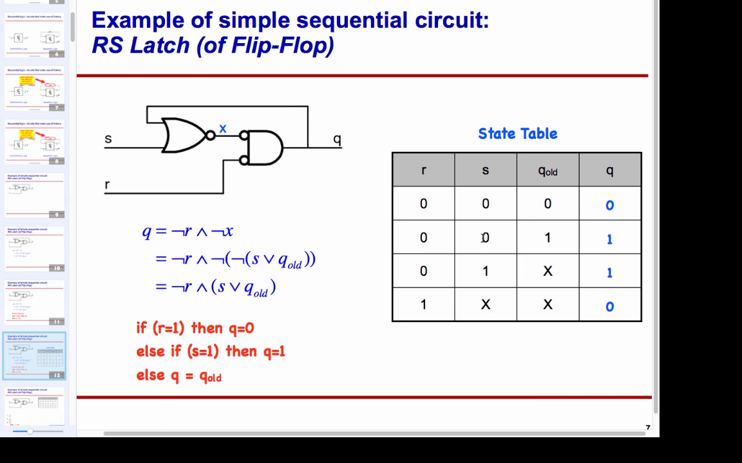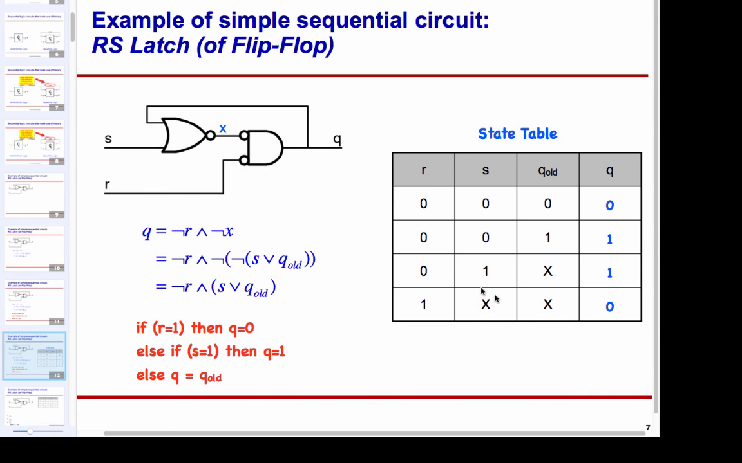If R is 0, S is 0, and the current value of Q is 1, so Q old is 1, then the next value of Q will be 1. So essentially Q is equal to Q old. If R is 0, S is 1, then the output is always 1. And if R is 1, then Q is always 0.